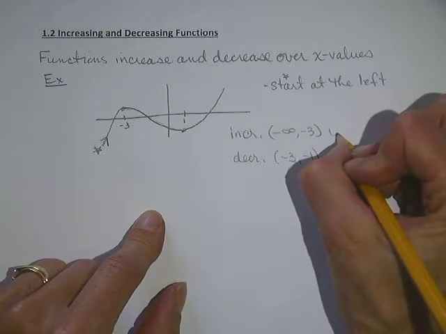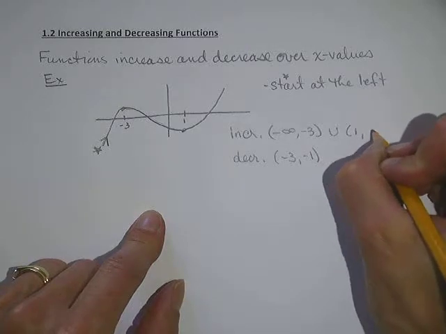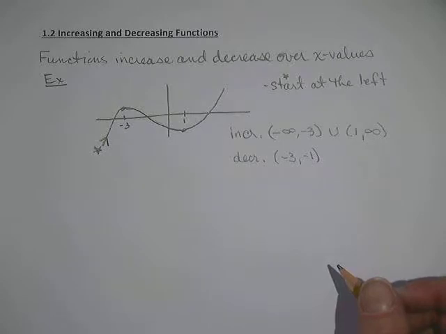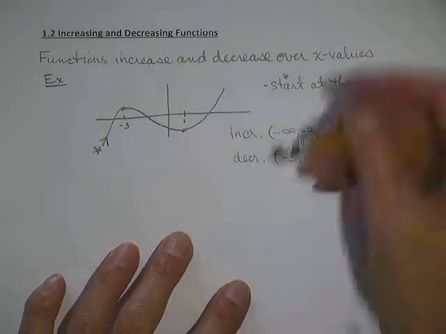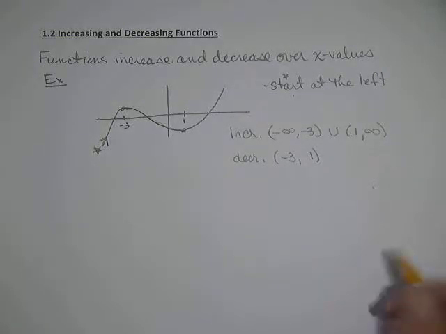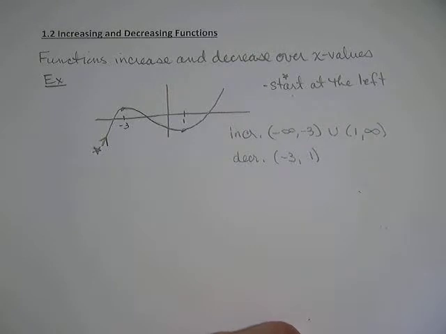So over here, I've got to put this union in there again and say that from 1 to infinity, I am continuing to increase. Oh, sorry. Thank you. Yep, that's a 1. Just to 1 there. Okay? Any questions on that?